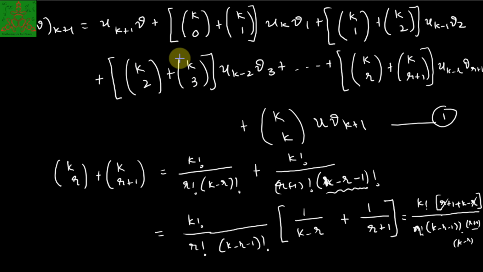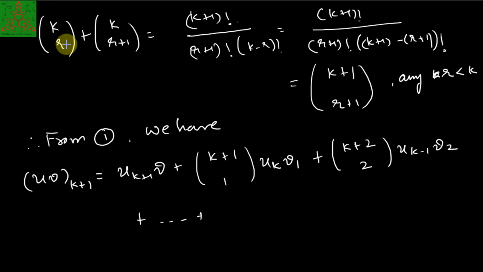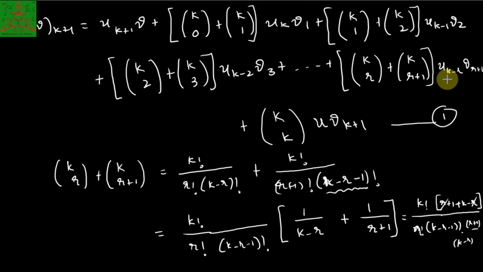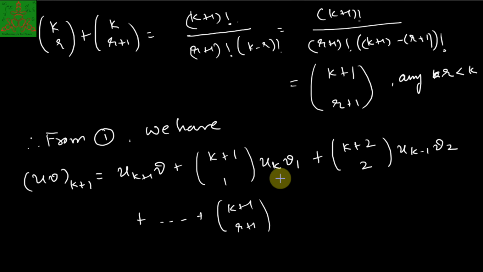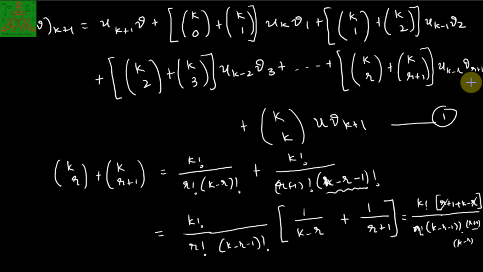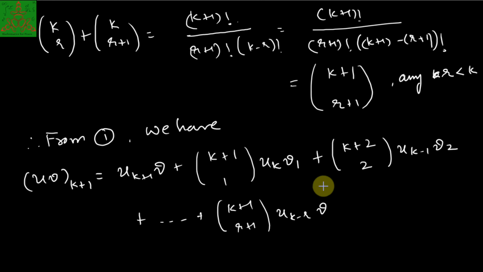And you can write down for this term also and this term. Here you have to substitute k is equal to r here. So you have to substitute for that, and we have k plus 1 c r plus 1, and it is u k minus r v r plus 1, up to so on.